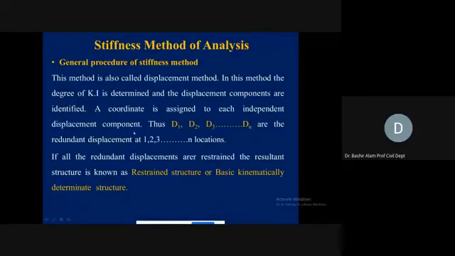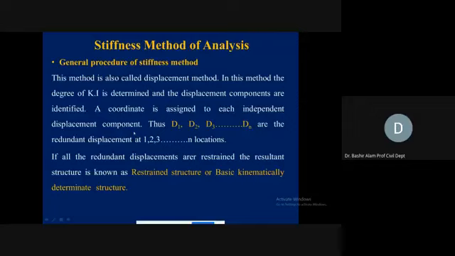Now somebody can ask you in an interview, do you know the released structure? You say, oh yes, I know it. When we remove the redundant actions, the structure obtained is known as the released structure. So he can ask you, okay, now come on, tell me what is the parallel in the case of the stiffness method? So you can say we call that kinematically determinate structure a restrained structure. Why restrained structure? Because we are restraining the unknown displacements. And this will also be known as the basic kinematically determinate structure.